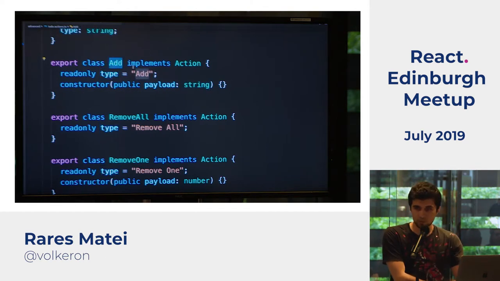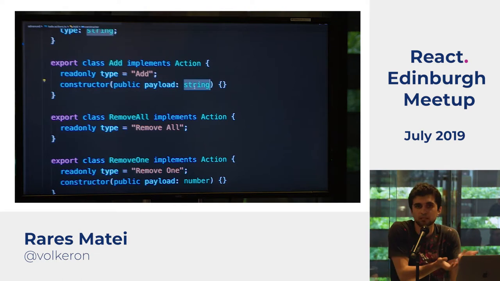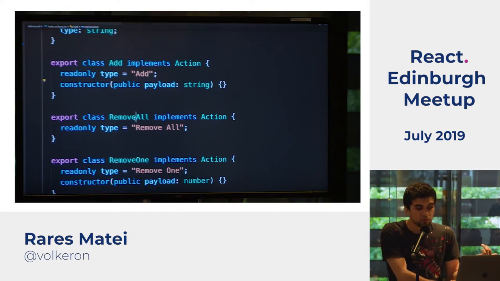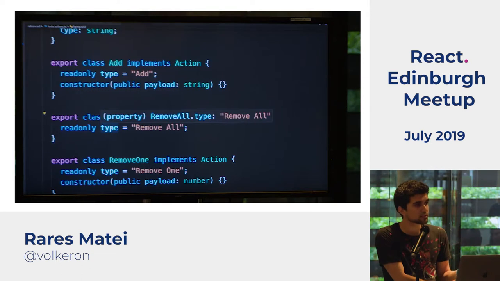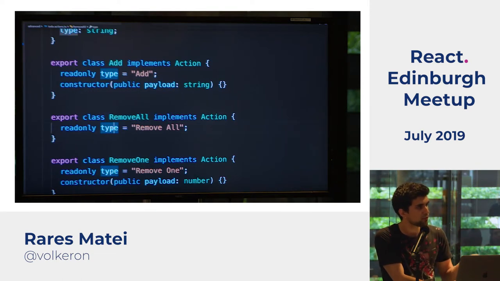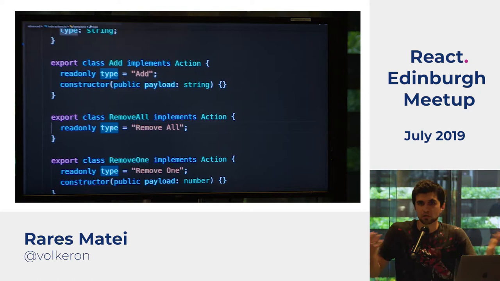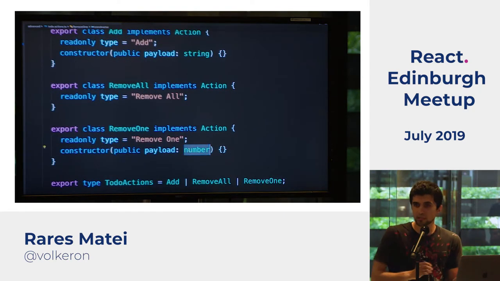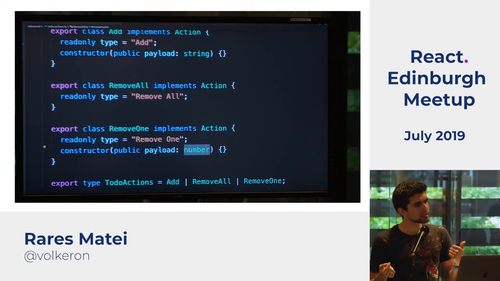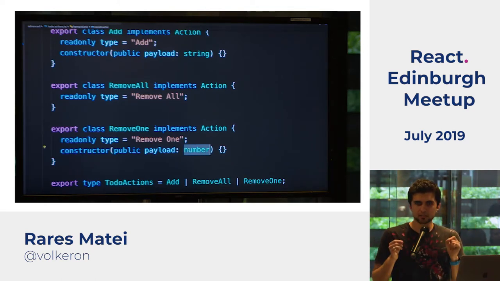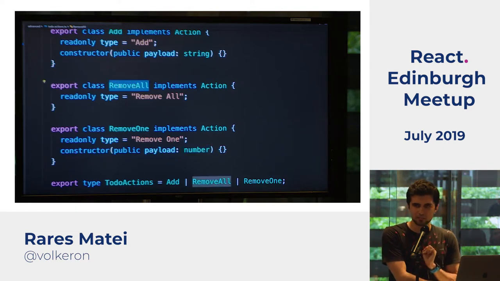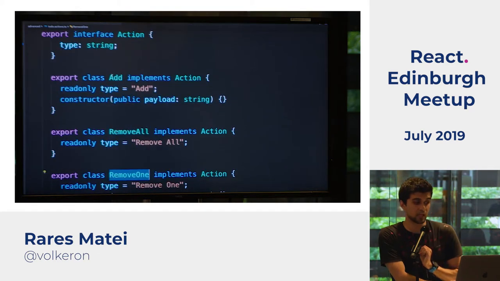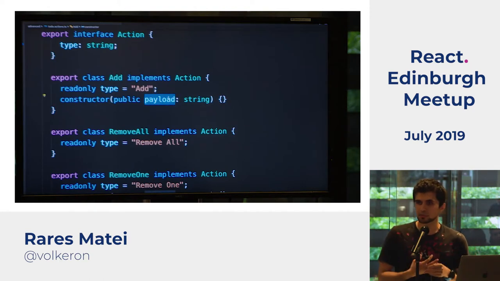For example, if I want to add a to-do, the payload will be a string. Like, what to-do do you actually want me to add? Remove all, for example, is not going to have a payload because it doesn't need one. If I call the remove all action, it's going to know what to do, remove all to-dos. If I want to remove one, I need to send the index of it, right? So the point of this is that all the remove all actions always have the same type string, and all the add actions always have the same add string. And each of them can have different payloads, right?